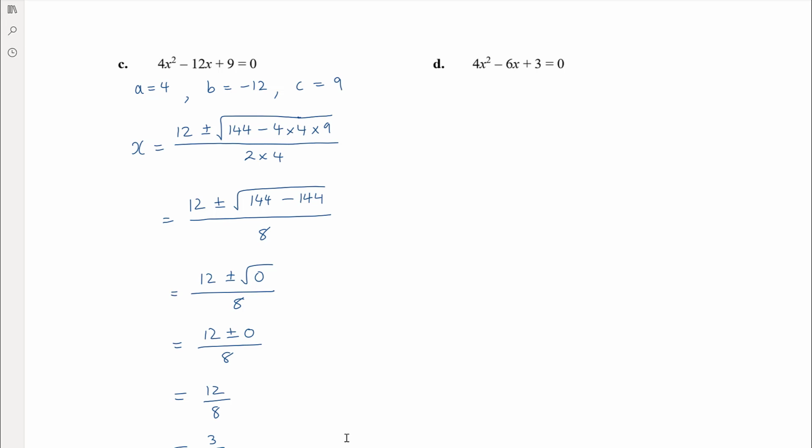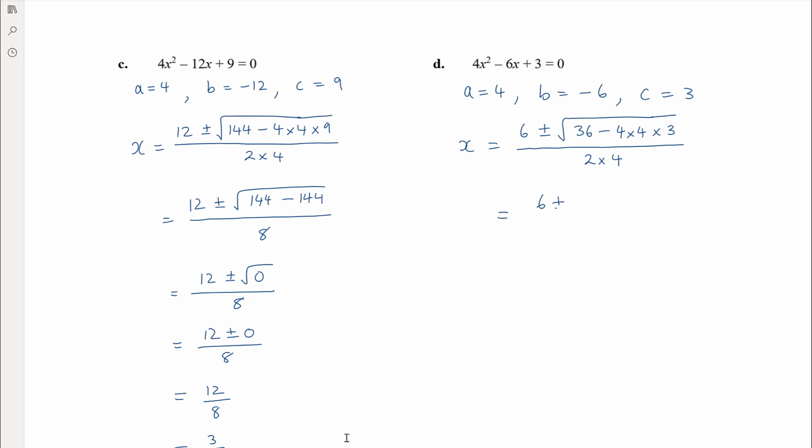Okay, part D, quadratic trinomial. It's in the right form, it's equal to 0, so A is equal to 4, B is equal to negative 6, and C is equal to positive 3. And so x is going to be negative b, so negative negative 6 is 6, plus or minus the square root of b squared, negative 6 all squared is 36, minus 4 times a, which is 4, and times c, which is 3, all divided by 2 times a, so 2 times 4.